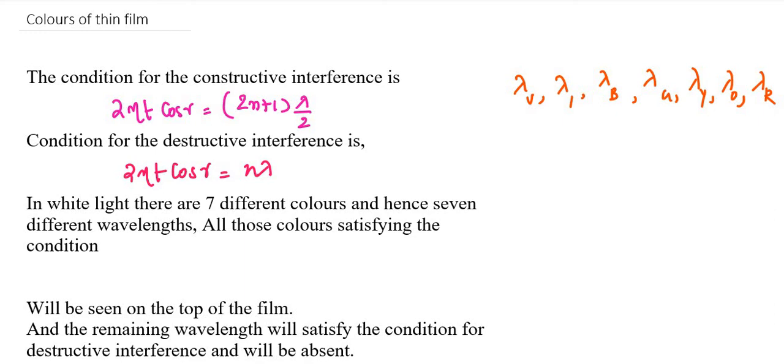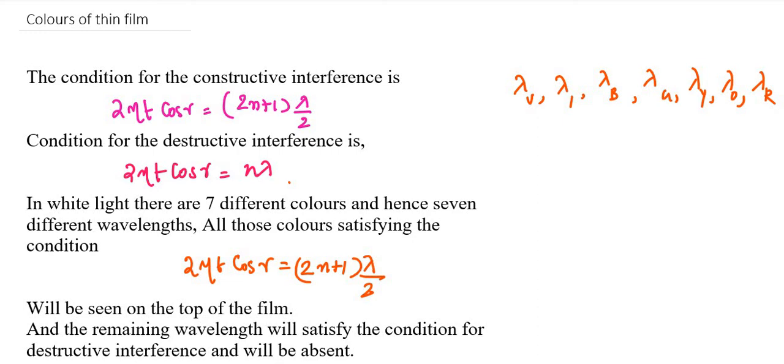All these wavelengths will not be simultaneously satisfying any one of these conditions. Out of the 7 wavelengths, some will satisfy the condition for constructive interference, and some will satisfy the condition for destructive interference. All those wavelengths which satisfy the condition 2 mu t cos r equal to 2n plus 1 lambda by 2 will be seen on the top of the film.